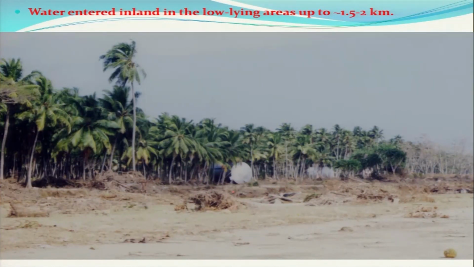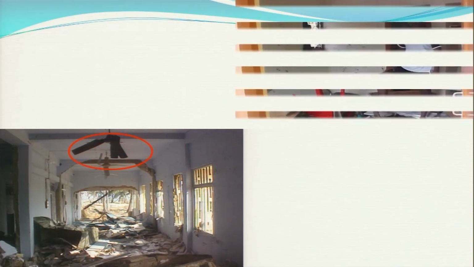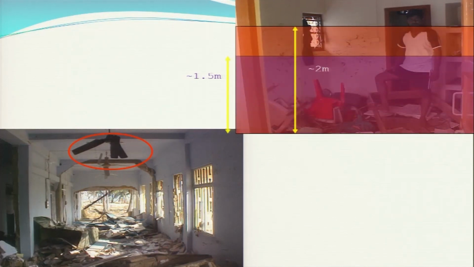So this also helps us in understanding the water energy condition. This was at Hut Bay. Similar signatures: the first wave height was around 1.5 meters, and the second wave almost 2 meters.